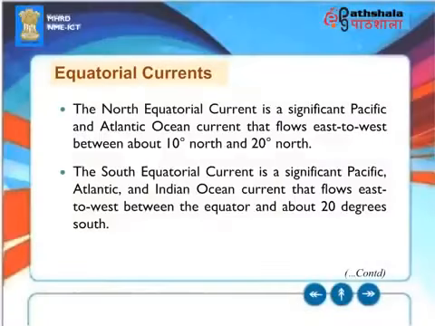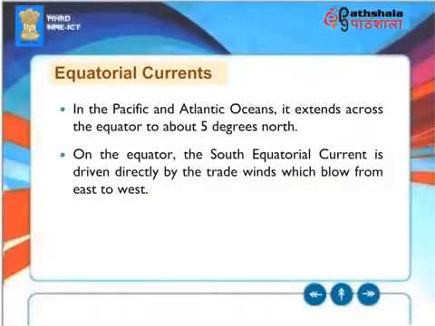Equatorial currents. The North Equatorial Current is a significant Pacific and Atlantic Ocean current that flows east to west between about 10 degrees north and 20 degrees north. The South Equatorial Current is a significant Pacific, Atlantic, and Indian Ocean current that flows east to west between the equator and about 20 degrees south. In the Pacific and Atlantic Oceans, it extends across the equator to about 5 degrees north. On the equator, the South Equatorial Current is driven directly by the trade winds which blow from east to west.